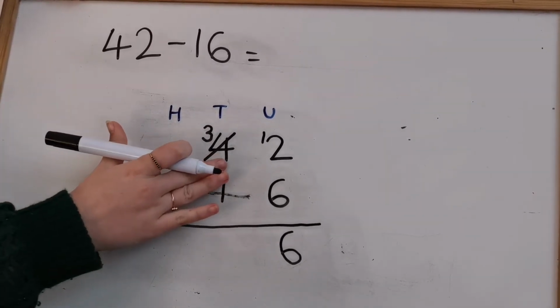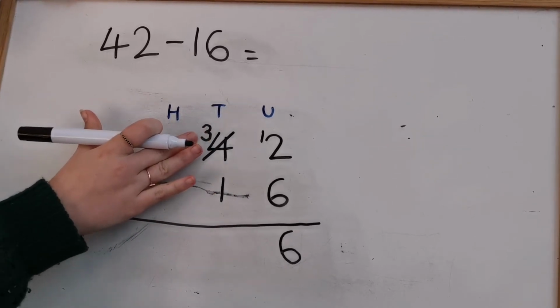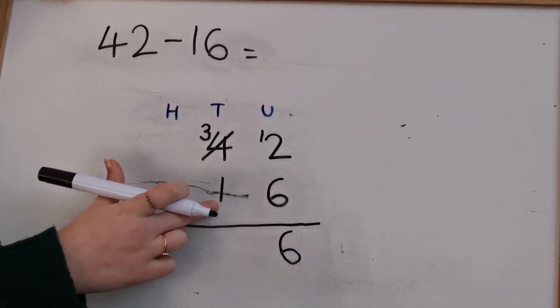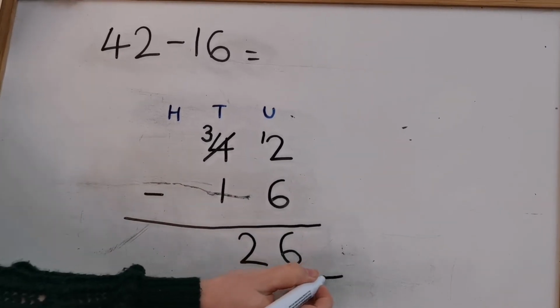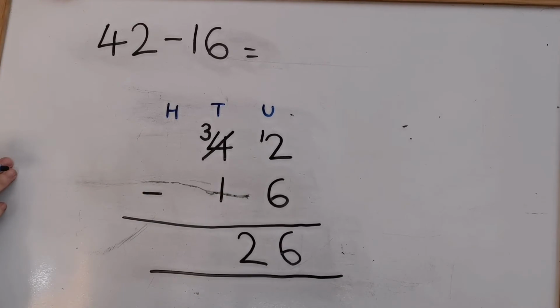Now remember, I don't have 4 tens anymore. I've got 3 tens, take away 1 ten. So 3 take away 1 would give me the answer 2, 26.